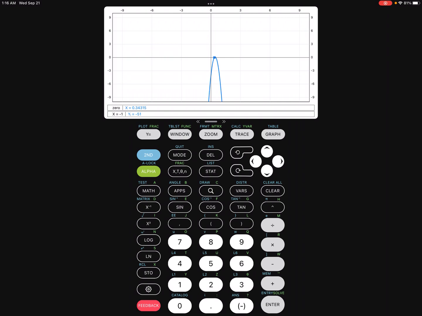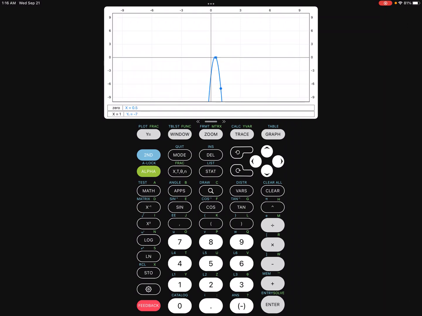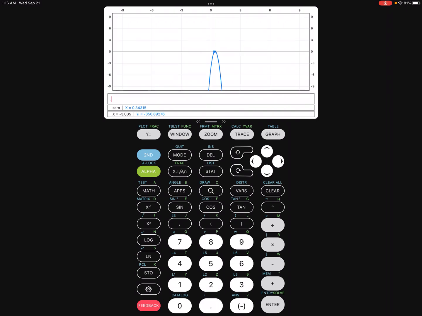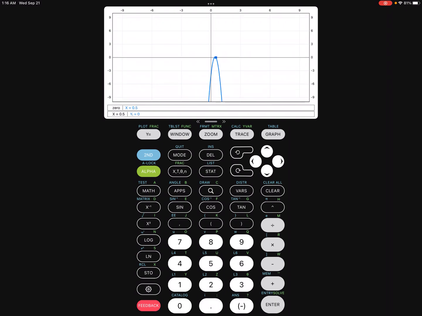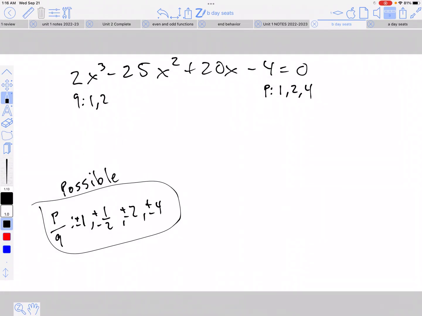So I know that I'm going to need to try the positive values. So I'm going to hit trace again and try 1. It does not work, okay? I'm going to hit trace and try 0.5. It does work. If you look at the bottom of the screen, it says the output was 0. So what does that tell me? It tells me that 1/2 is an actual value.